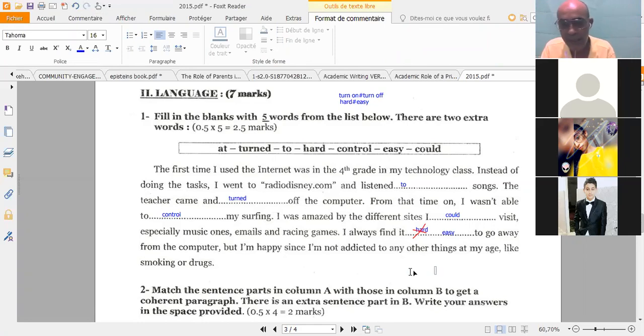I'm happy since I'm not addicted to other things at my age, like smoking. So remember, addicted to. He is addicted to drugs, okay? He is addicted to smoking. When you are addicted to something, it means that you cannot stop or give up that thing. You cannot abandon it. So addicted to means not able to stop. You can't help it. You can't stop it. Or give up.